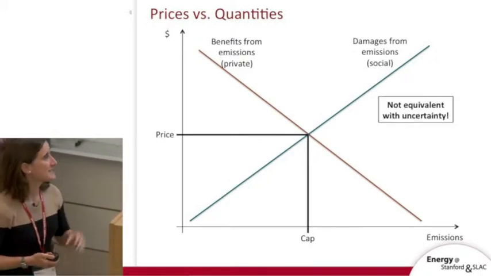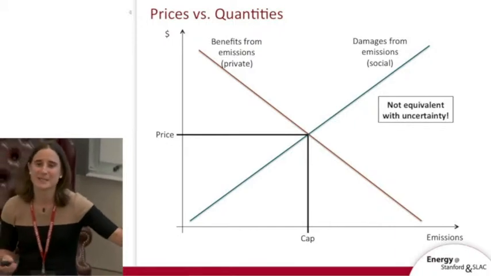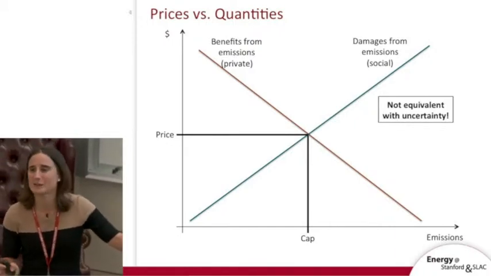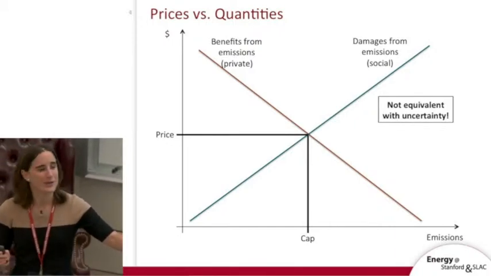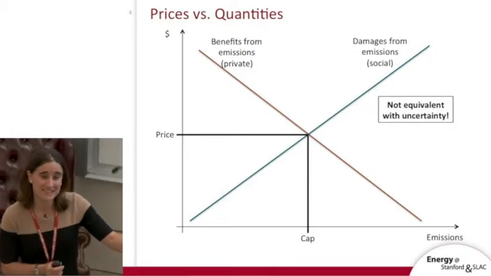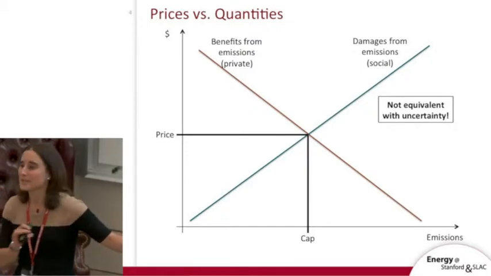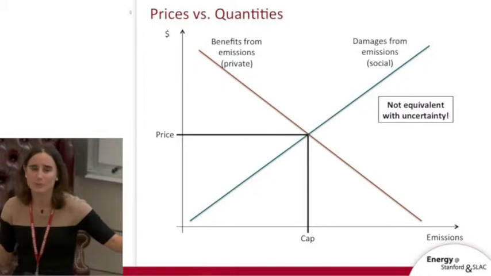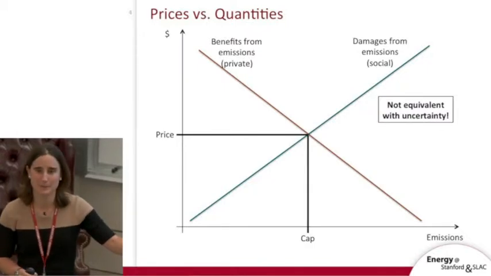The challenge, though, is that with uncertainty, prices versus quantities are not equivalent. So it might be better to use quantities to put a cap, or it might be better to use prices to price emissions.